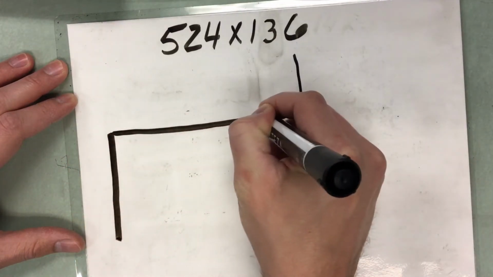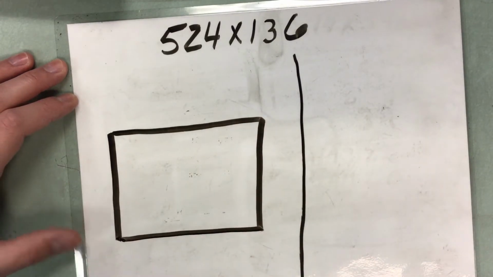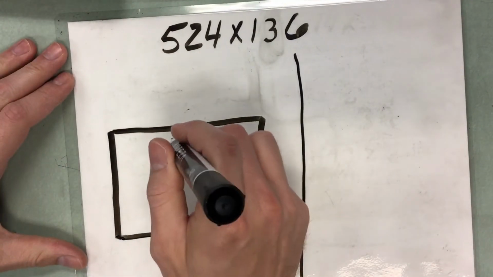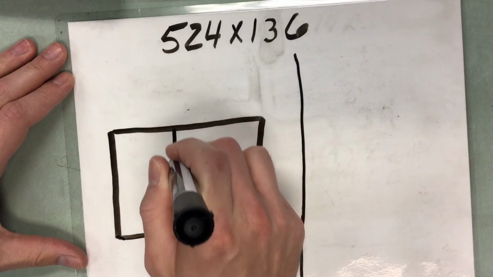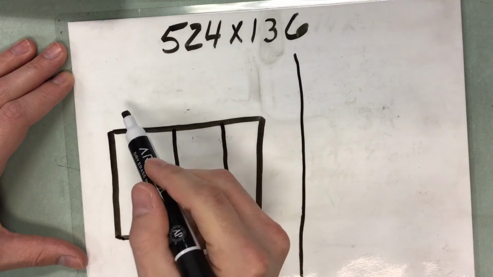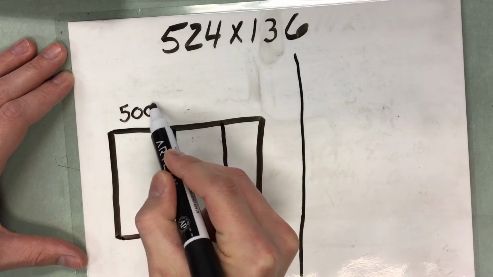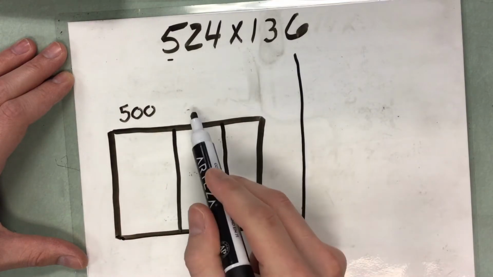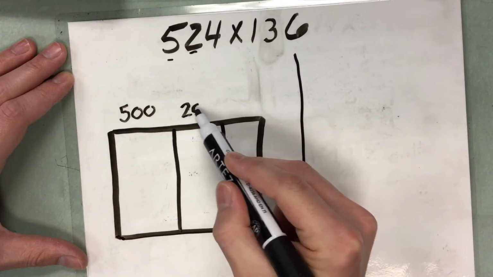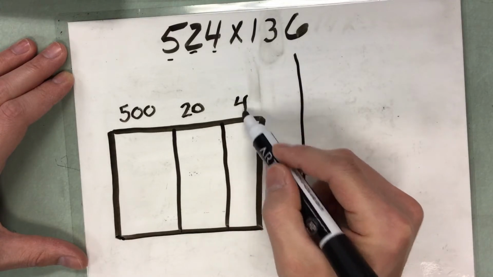For the area model, I need to draw a rectangle. I'm going to start with 524, and I'm going to break that apart. That has 3 digits, so I need 3 columns. This column is going to be my 5, which represents 5 hundreds. The middle column will be my 2, which is actually 2 tens or 20. Then my last column is 4 for 4 ones.